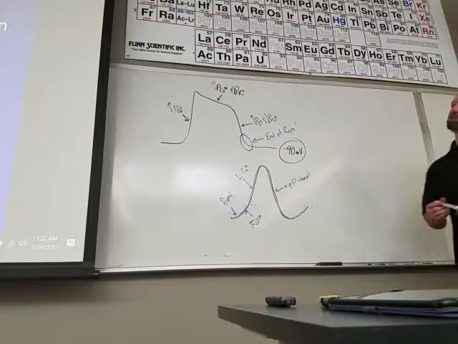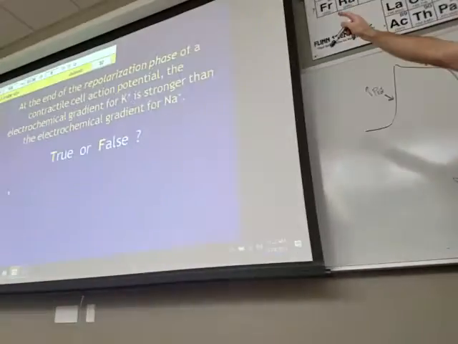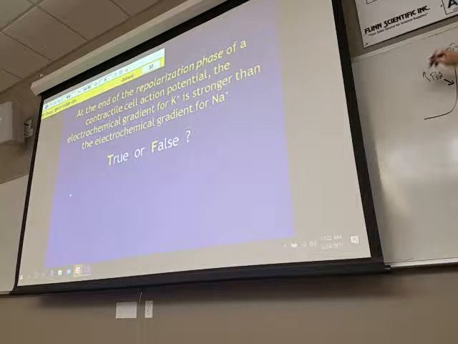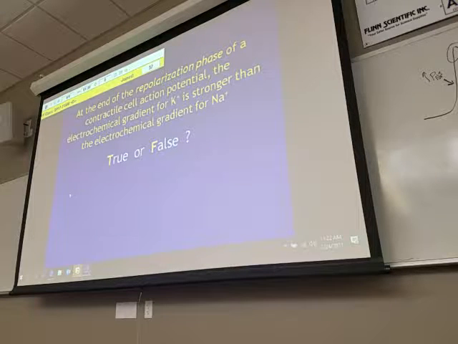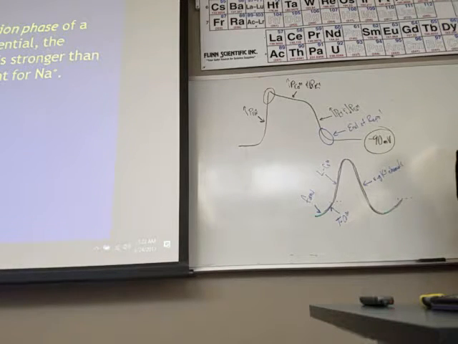How about we change the statement and just change one word: repolarization to depolarization. End of depolarization phase. Is it still false or is it now true? Change repolarization to depolarization. True. What is the value up here at the peak of depolarization? Plus 30. So is that closer to plus 65 or minus 94? Plus 65. So a weak EC gradient for sodium up at plus 30, but a really strong EC gradient for potassium.